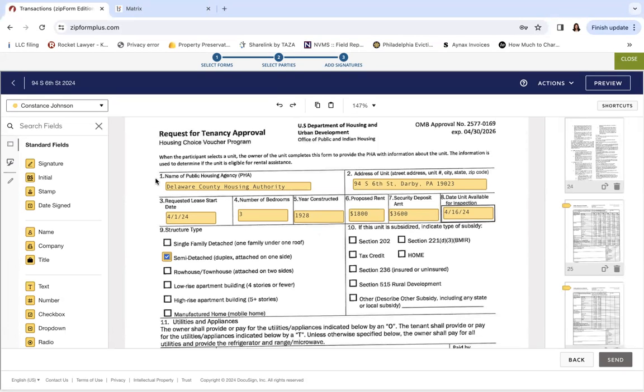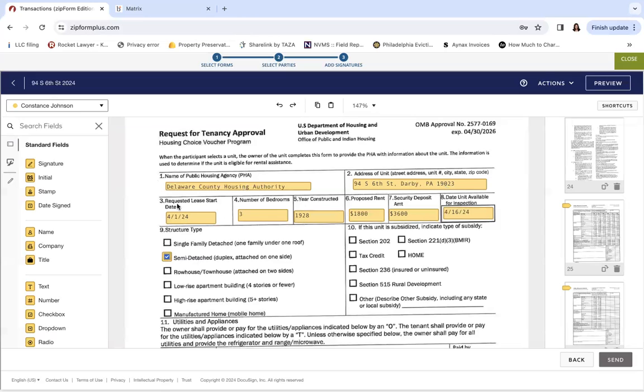In number one, you're going to put the name of the public housing agency. For this example, it's Delaware County Housing Authority. The address of the unit that you're renting. In this example, it's 94 South 6th Street, Darby, PA 19023.